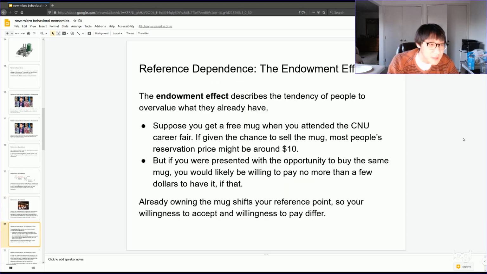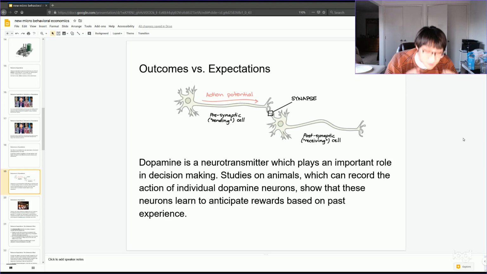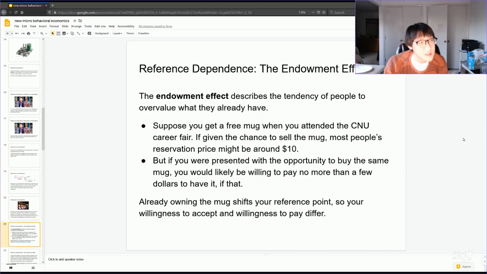But let me give you another example. We have this effect that's deeply built into us down to the neurological level. Another example of reference dependence is something called the endowment effect. The endowment effect describes the tendency of people to overvalue what they already have. So, for example, suppose that when you attended the CNU career fair, as many of you did, you acquired a free CNU mug. It's just a mug with the CNU logo on it.